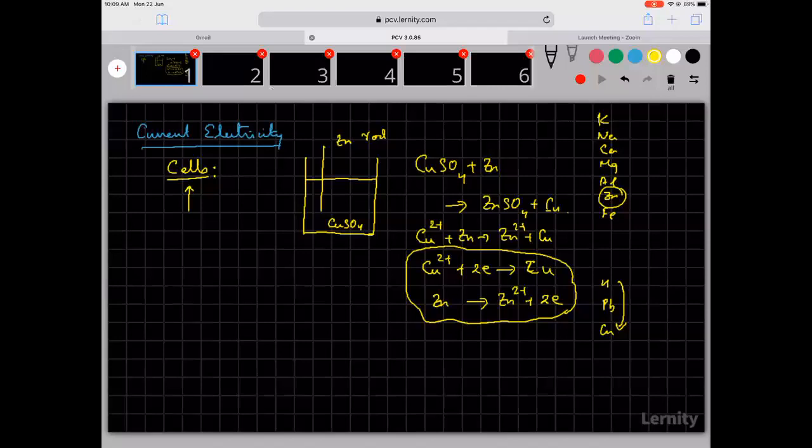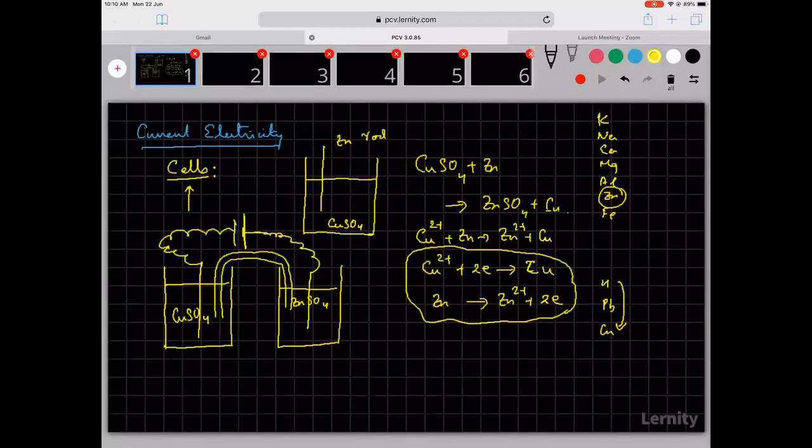When he tried to connect them, he saw that the reaction still happened. In the solution, the Zn2+ concentration increased. In this solution, the Cu2+ concentration decreased. So he created an artificial barrier between the two ions, and the reaction still took place. This was the first cell that was made way back in the early 1800s, which is called the Daniell cell.